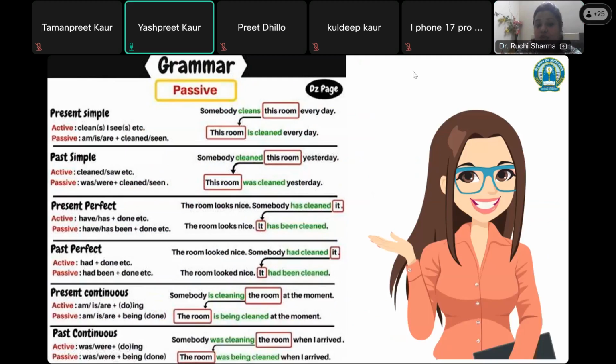Okay. So cleans tells you that this is a sentence which is an everyday habit, and that is why it is written with simple present tense. Yashpreet, please mute your mic.